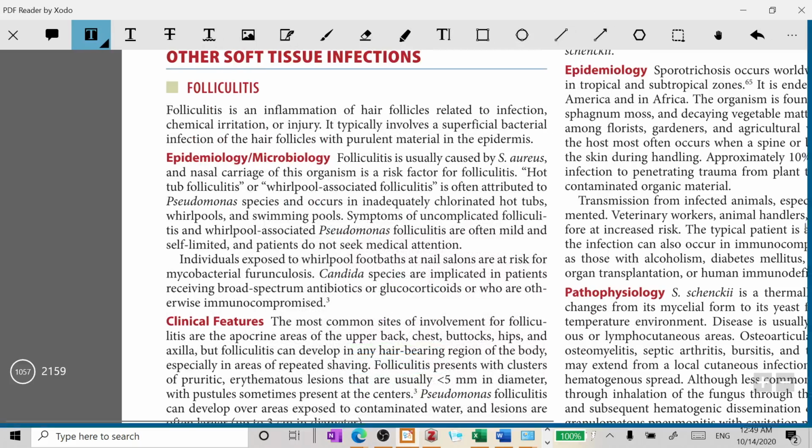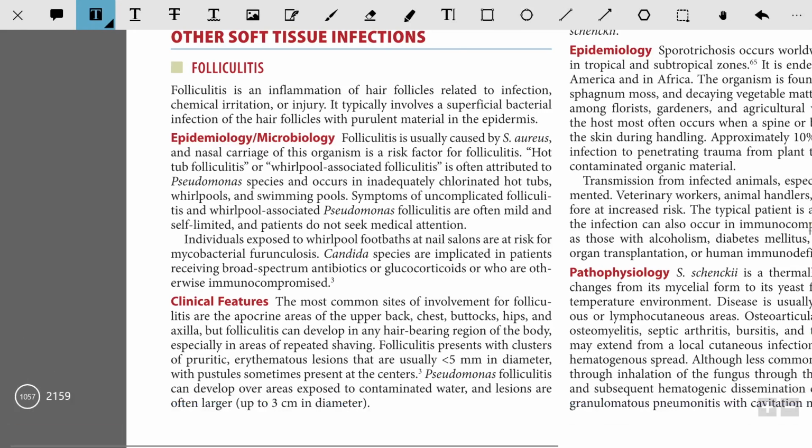Today we are going to discuss folliculitis. Folliculitis is an inflammation of hair follicles related to infection, chemical irritation, or injury. It typically involves superficial bacterial infection of hair follicles with purulent material in the epidermis.